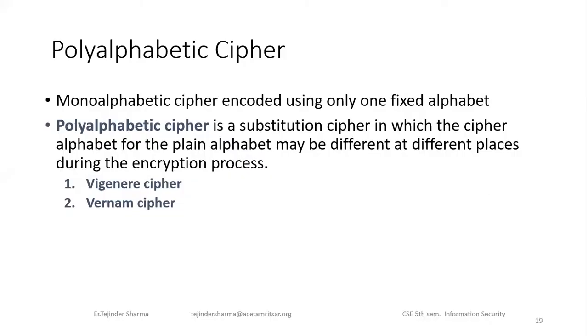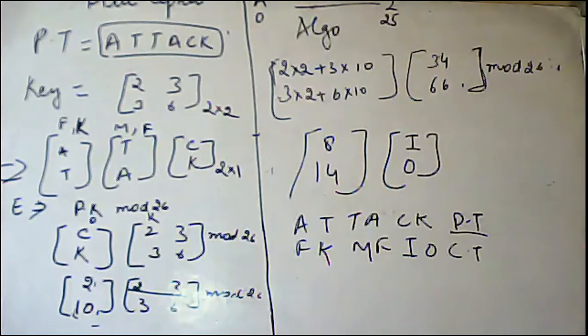Monoalphabetic ciphers use one fixed alphabet only, whereas polyalphabetic is a substitution cipher which will use multiple alphabets for a single alphabet in the plain text. So they may be different at different places. So there are two types. One is the Vigenere cipher, another is the Vernam cipher. First of all, we will do the Vernam cipher. Then we will come to the Vigenere cipher.